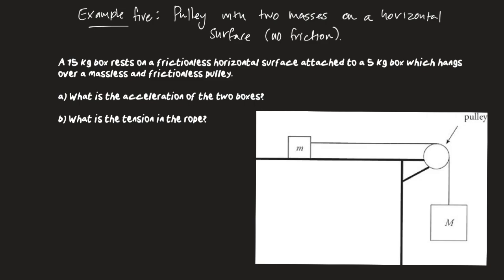Example 5, we have a pulley with 2 masses on a horizontal surface and there's no friction. It says a 15 kilogram box rests on a frictionless horizontal surface. It's 15 kilograms on a frictionless, so mu is equal to 0, horizontal surface, attached to a 5 kilogram block which hangs over a massless frictionless pulley. What is the acceleration of the 2 boxes? And what is the tension in the rope? And we'll say that this is T1 and T2.